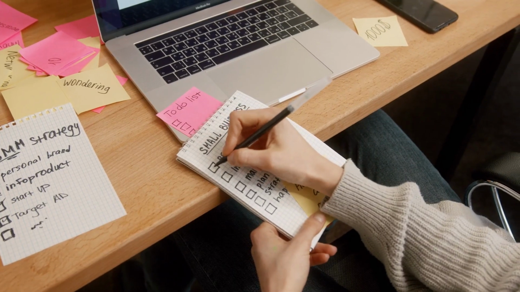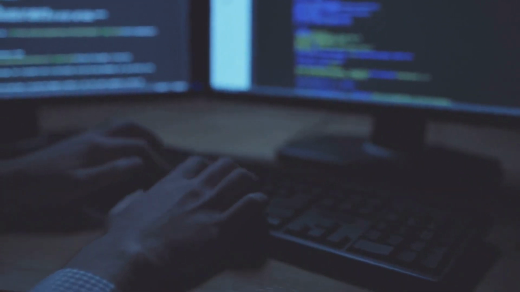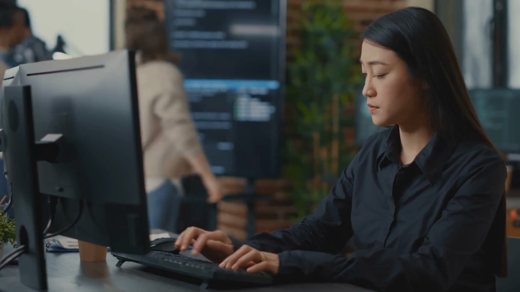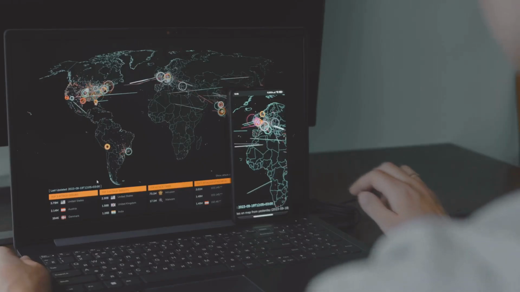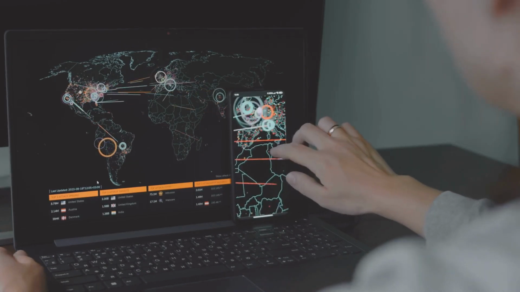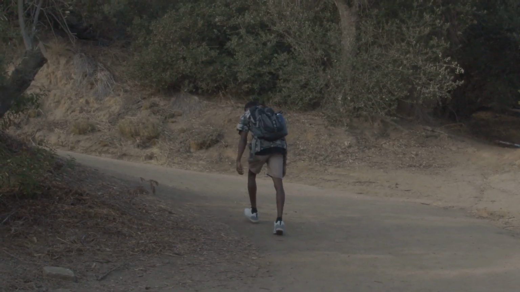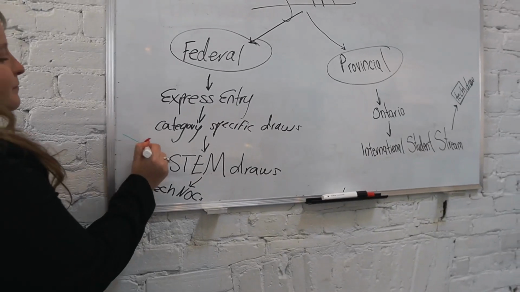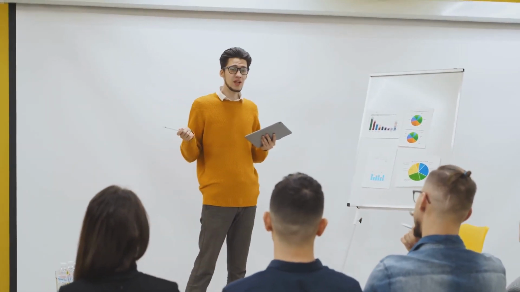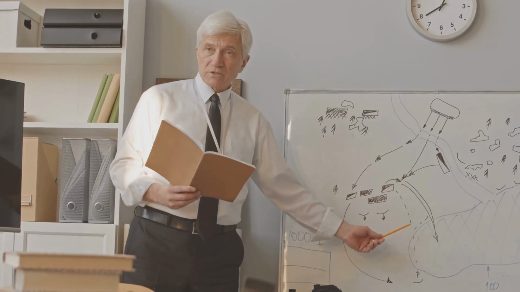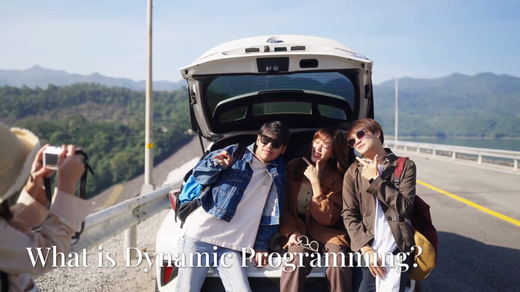By solving these sub-problems just once and remembering their solutions, dynamic programming avoids redundant computations, saving time and resources. This elegant approach has revolutionized the way we solve a wide range of problems, from finding the shortest path in a network to optimizing investment strategies. In this exploration of dynamic programming, we'll embark on a journey to demystify this powerful technique. We'll start with a clear and concise definition, using relatable examples to illustrate its core concepts. Then we'll delve into the step-by-step process of applying dynamic programming, unraveling its elegance through practical scenarios.